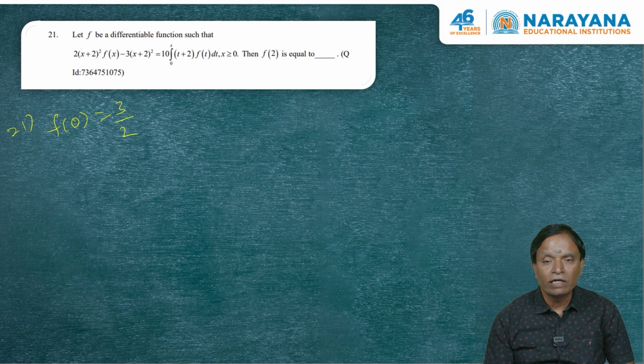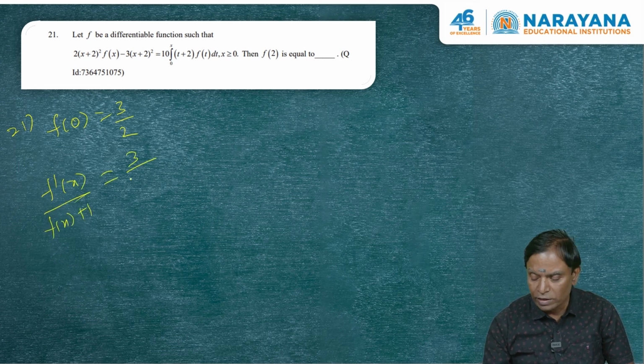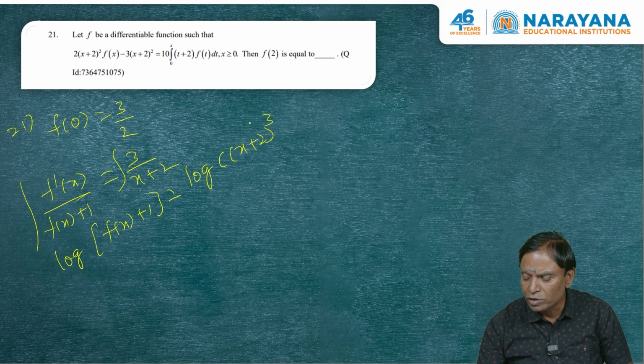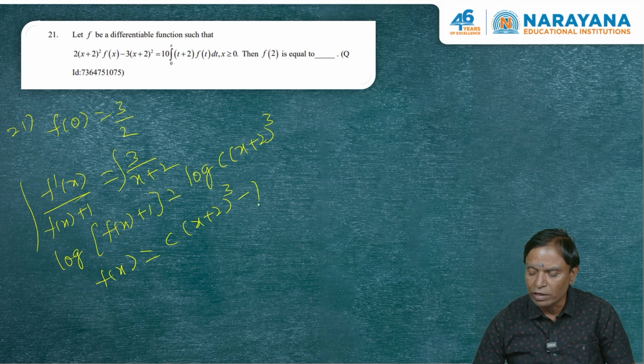Now differentiate both sides. The left side you can differentiate directly, the right side differentiate by using the Newton-Leibniz theorem. After simplification, your function reduces to f dash x by f of x plus 1 is equal to 3 by x plus 2. Now you can integrate on both sides, which reduces to log of f of x plus 1 is equal to log of c into (x plus 2) whole cube, which gives you f of x is equal to c into (x plus 2) whole cube minus 1.